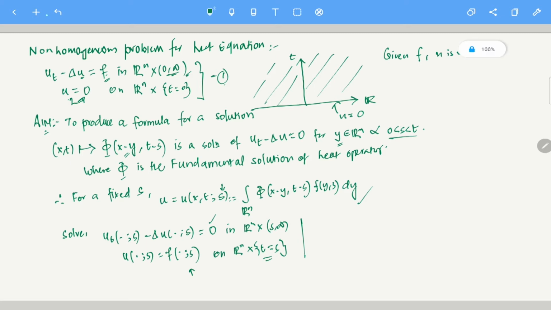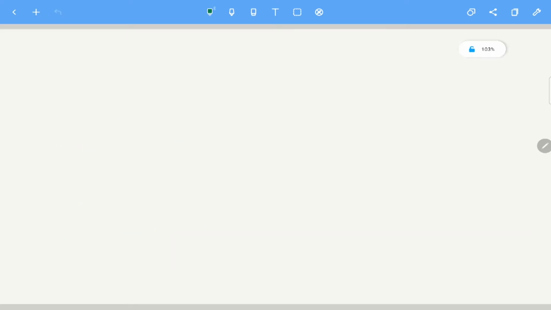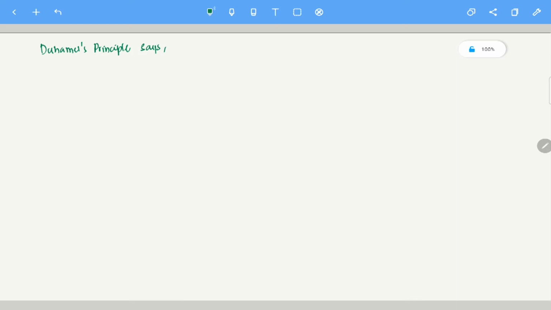Now, what does Duhamel's principle say? If you remember from ODE, you may ask that I didn't prove any Duhamel's principle for PDE, so what am I using here? You do not have to prove it. This is what I am doing: I am trying to prove Duhamel's principle for PDEs.